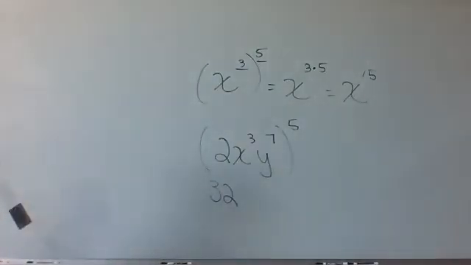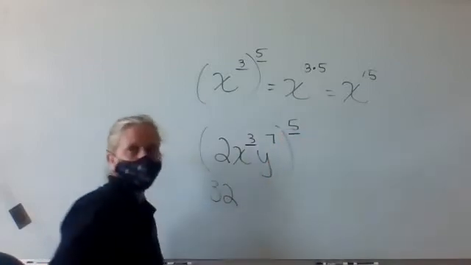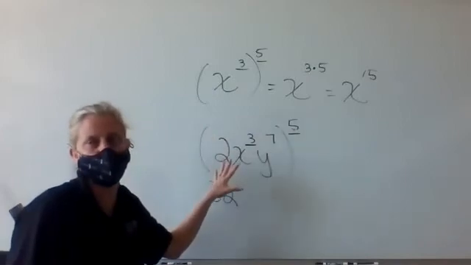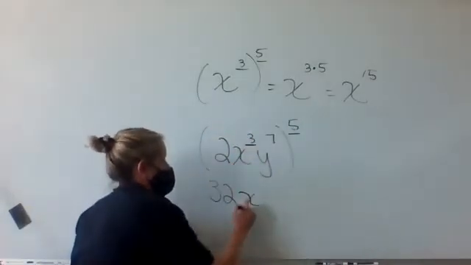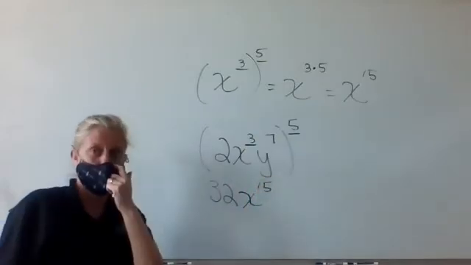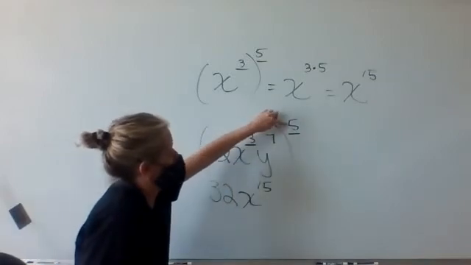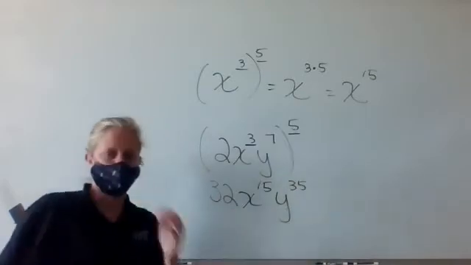What is the x being raised to? Right. Both of those, right? It's being raised to the 3rd and the 5th, right? Because everybody's being raised to the 5th. The x is being raised to the 3rd and the 5th, so that's right, x to the 15th. And what's the y being raised to? The 7th and 5th, so that's going to be y to the 35th.